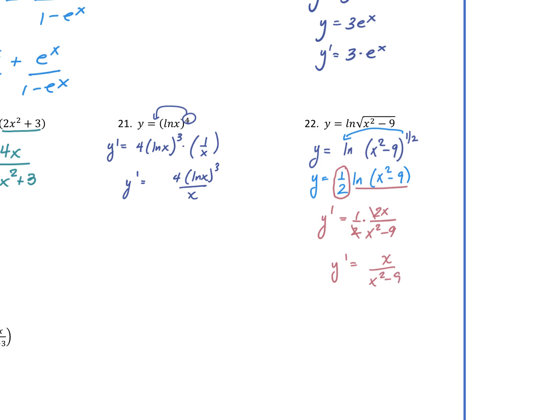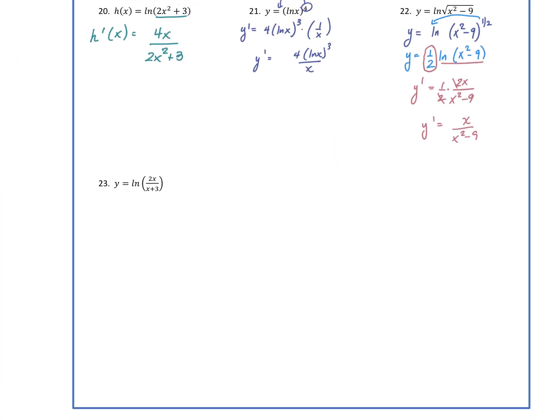So for logs, you really want to pay attention. If you can use your properties first, I think it will help you to derive it. Same thing for this one. I'm going to expand it. So I'm going to expand the logs. It's ln of 2x minus ln of x plus 3. I treat them each individually. It's u prime over u, 2 over 2x, minus u prime, which is 1 over x plus 3. We get y prime equals 1 over x minus 1 over x plus 3.